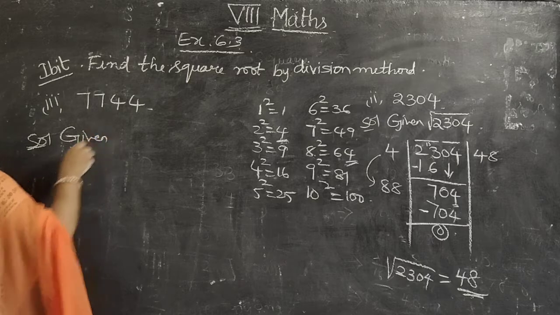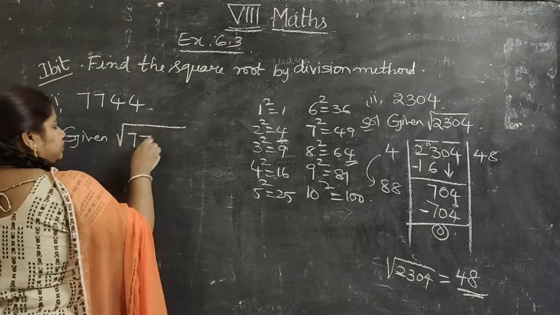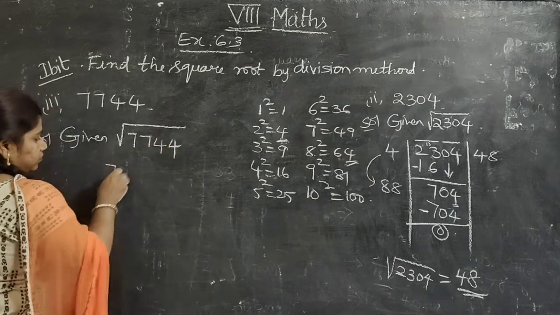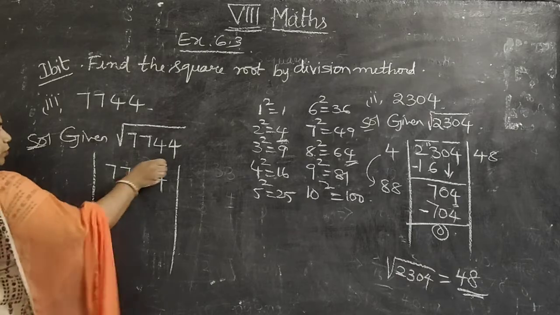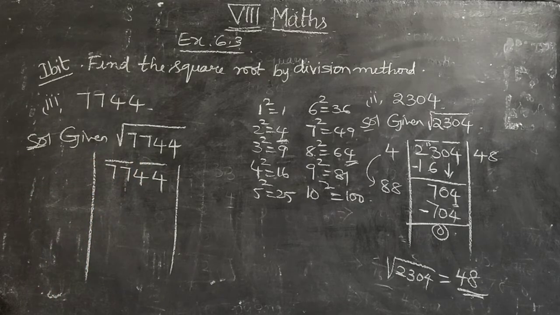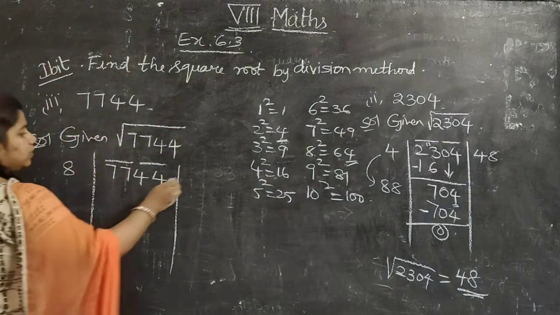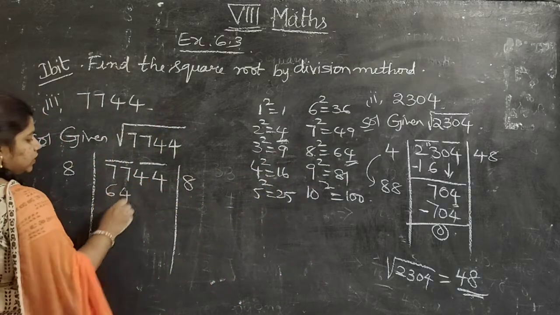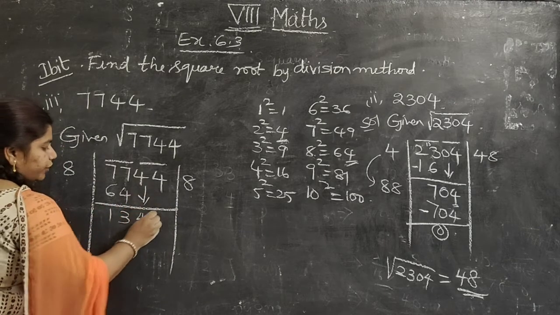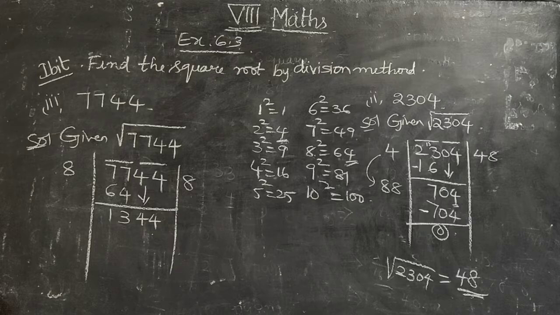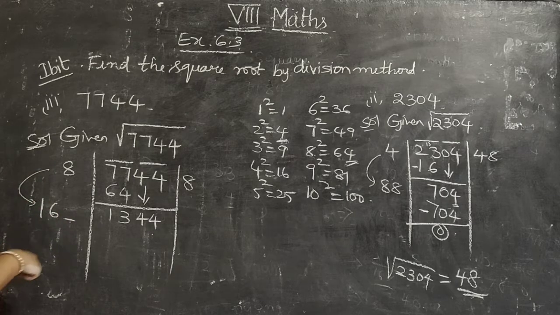So next, we have to find the square root of 7744. Pair these numbers. 77, less than 77 value. What is that here? 64. So 8 8's are 64. So bring this 44 down. It is 1344. Double this 8 now.